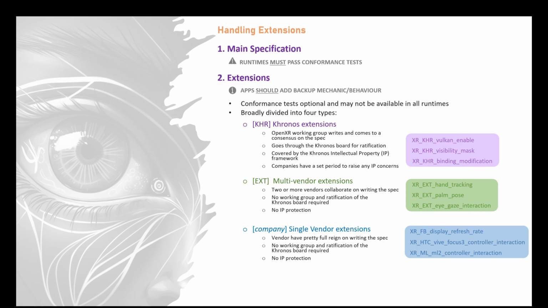Now, one thing to note is that single vendor extensions doesn't mean that only a single runtime can implement this. For example, the FB display refresh rate is very useful, and it's actually implemented by at least 3 or 4 conformant OpenXR runtimes.